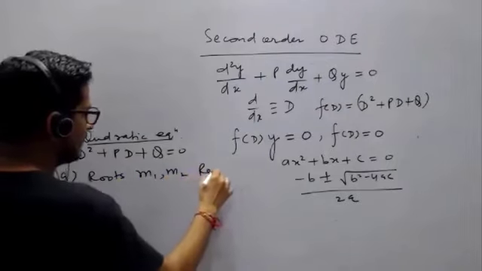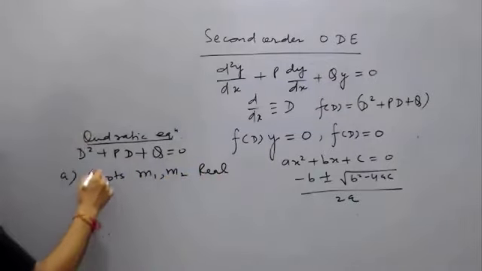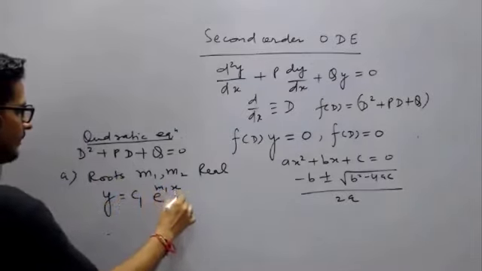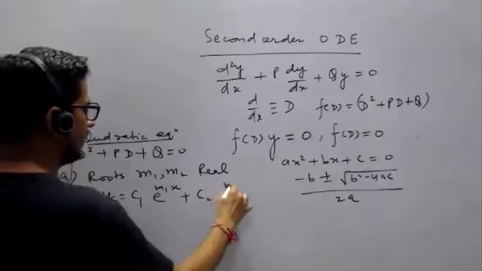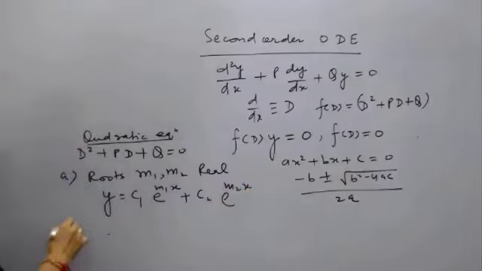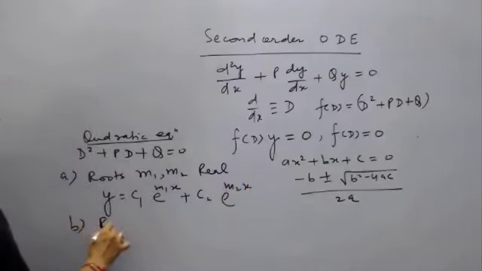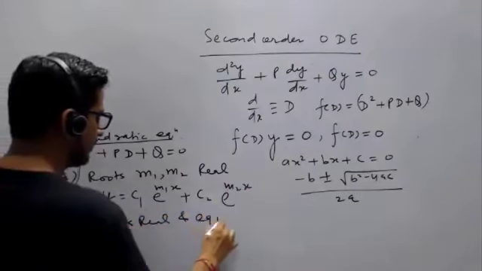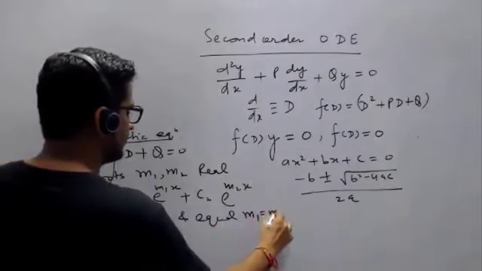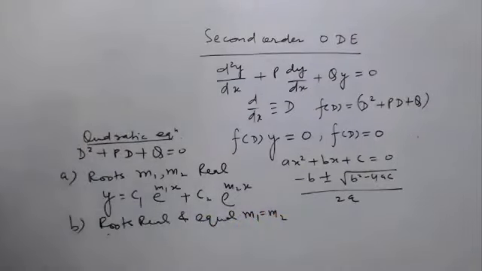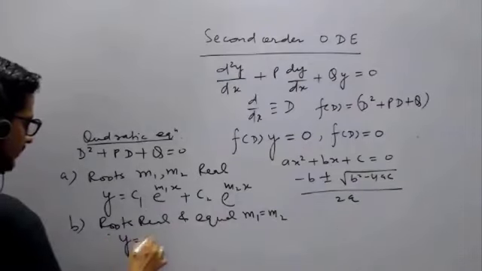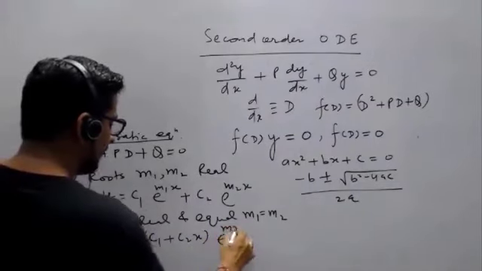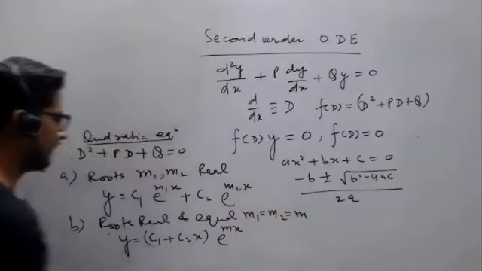They may be real in the first case. If they are real, my solution will be c1 e to the power m1x plus c2 e to the power m2x. B case, roots real and equal. Equal means m1 is equal to m2. So what is the solution? Solution will become (c1 plus c2x) e to the power mx. They are equal, so they can be written equal to m.